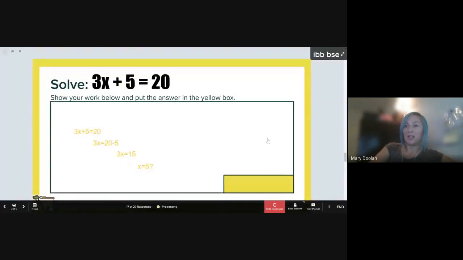Okay, so quite a few of you are remembering how to solve. This would be what we call a two-step equation, because there's two things happening to our variable. X is the variable. It's being multiplied by 3. And it has 5 being added to it as well. So it's a two-step equation because there's two operations occurring with that variable, which means there's two things you have to do to undo what's happening to it to solve it.